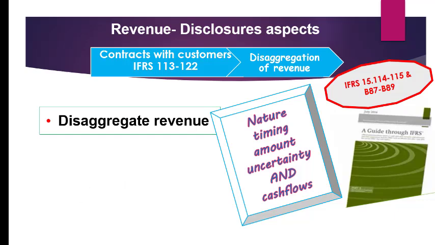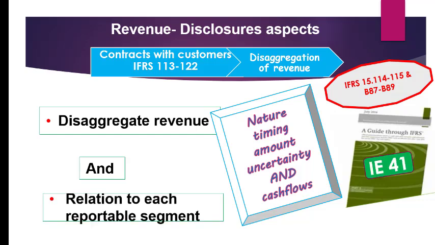Furthermore, the company shall disclose sufficient information to enable users of financial statements to understand the relationship between the disclosure of disaggregated revenue and revenue information that is disclosed for each reportable segment. So that is only, obviously, if that entity reports in terms of IFRS 8. Do they report reportable segments? If they do, then you need to relate how the disaggregated revenue relates to the different reportable segments.